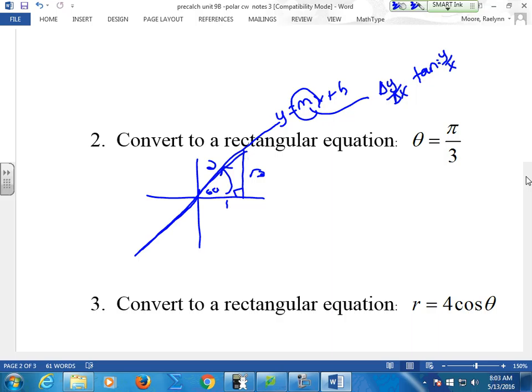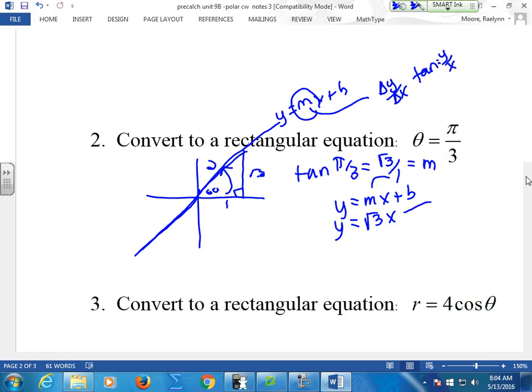So now, if we take a look at this, what is the tangent of pi over 3? Radical 3 over 1. So therefore, I'm going to take this and make this the slope of my line. So you can plug this in. No intercept. And there's your equation. Okay, make sense out of it first.